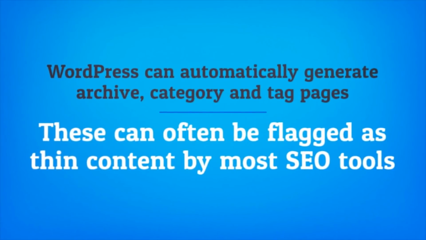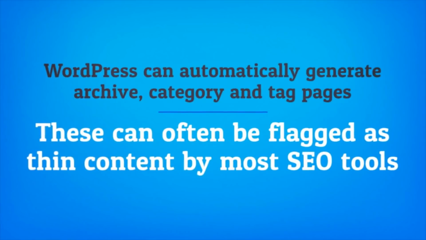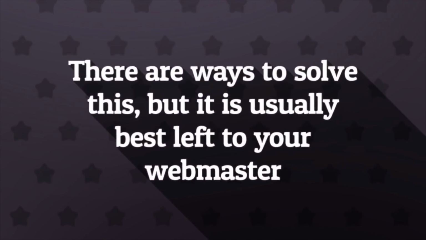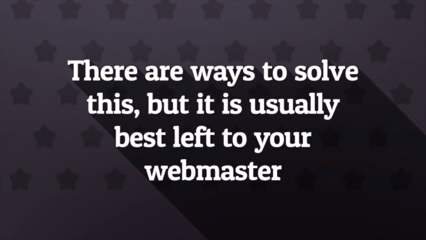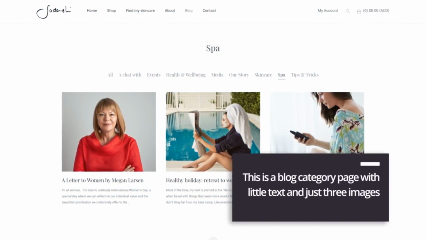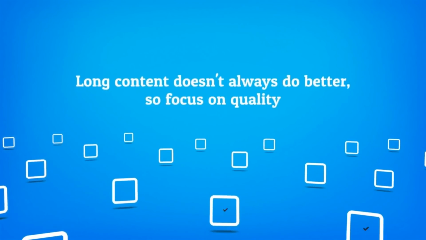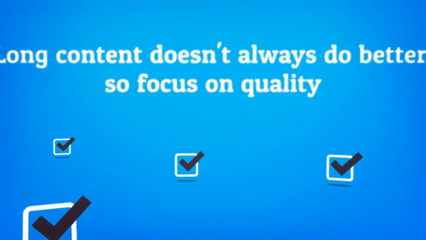WordPress can automatically generate archive, category, and tag pages. These can often be flagged as thin content by most SEO tools. There are ways to solve this, but it is usually best left to your webmaster. This is a blog category page with little text and only 3 images. And finally, long content doesn't always do better, so focus on quality.